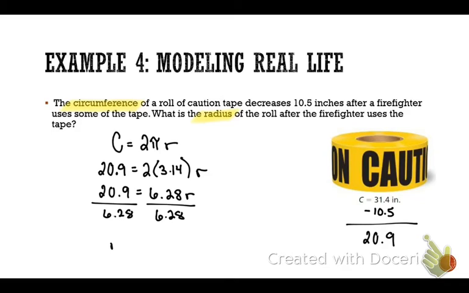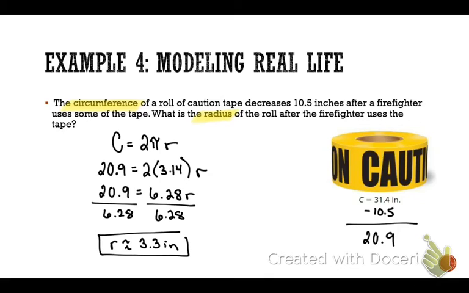Okay? So R is approximately what? What's 20.9 divided by 6.28? Just round it to the nearest tenth. All right, so R is approximately 3.3 inches. That's the radius after he used some of it. If it had said before he used some, then I would have used the original circumference value. All right, any questions on that?